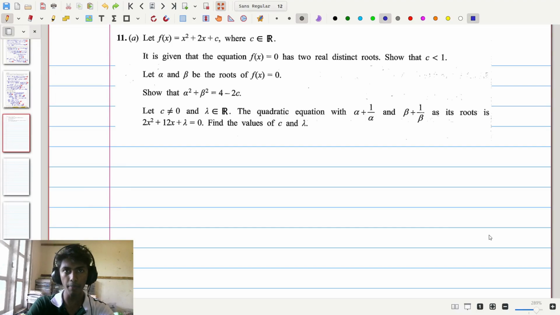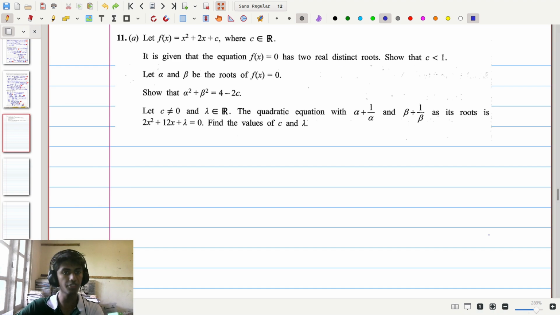2024 A-Level Combined Mathematics Paper 1 Part B Question number 11 Part A. This question has to do with quadratic equations. The question says, let f(x) be equal to x squared plus 2x plus c, where c is an element of the real numbers. It is given that the equation f(x) equals 0 has two real distinct roots. Given this, we are asked to show that c is less than 1.